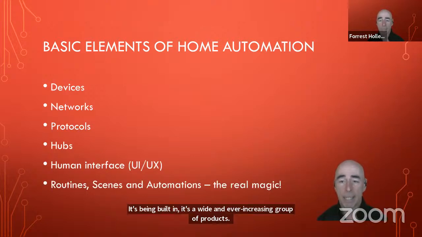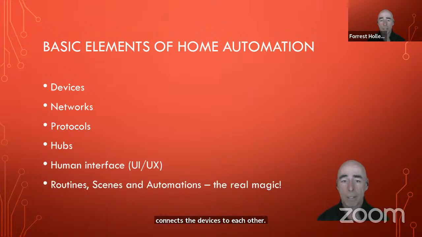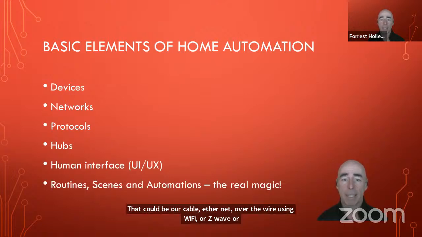Networks are important because the physical network is what connects the devices to each other. That could be on a cable, Ethernet cable. It could be over the air using Wi-Fi or Z-Wave or Zigbee. These are very home automation specific languages. And that's the next thing we're going to talk about, which is protocols.